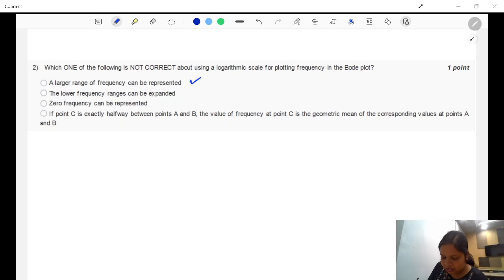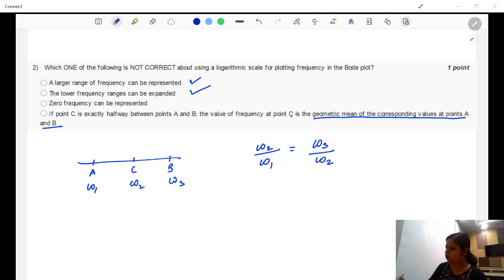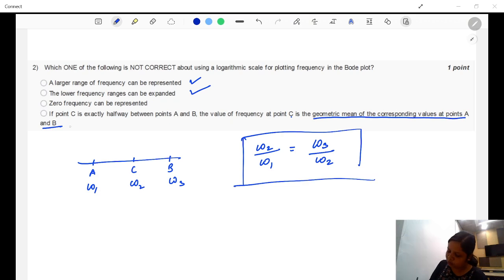The lower frequency ranges can be expanded. Yes, we saw that. We can represent 0.01, 0.1, then 1, then 10. So this is also correct. I'll check the last option first. If point C is exactly halfway between A and B, the value of frequency at point C is the geometric mean of the corresponding values at points A and B. We saw that if you have omega 1 here, omega 2 here, omega 3 here, then omega 2 upon omega 1 is omega 3 upon omega 2. So this option is also correct.